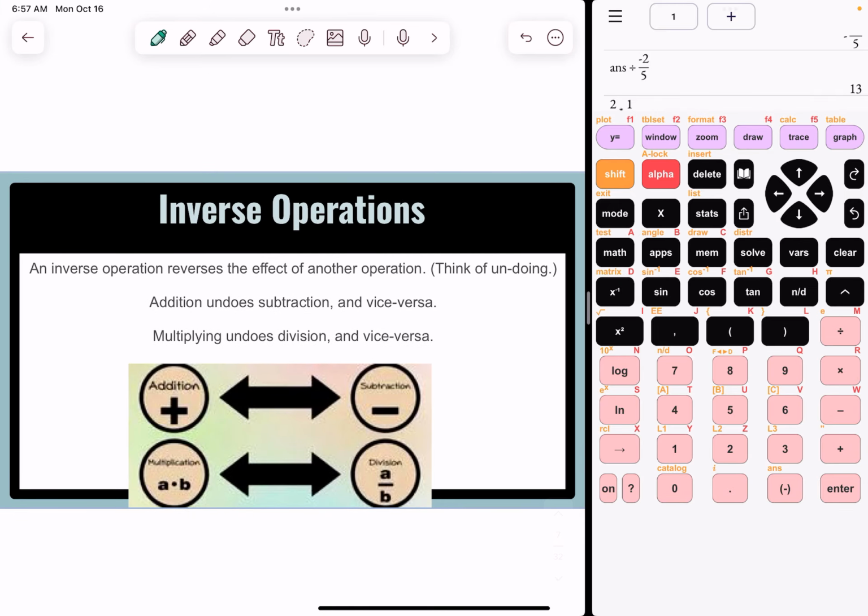In order to do this, we need to isolate the variable that we are trying to solve for. And in order to isolate the variable, we have to use inverse operations. These inverse operations reverse the effects of another operation. Think about we're undoing it. That way we could reveal the variable that we are trying to solve. So multiplication undoes division and vice versa, and addition undoes subtraction and vice versa.